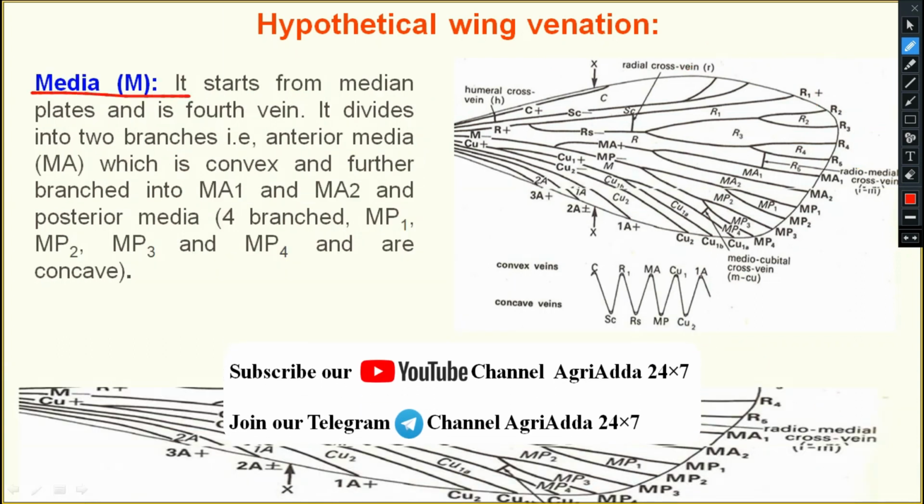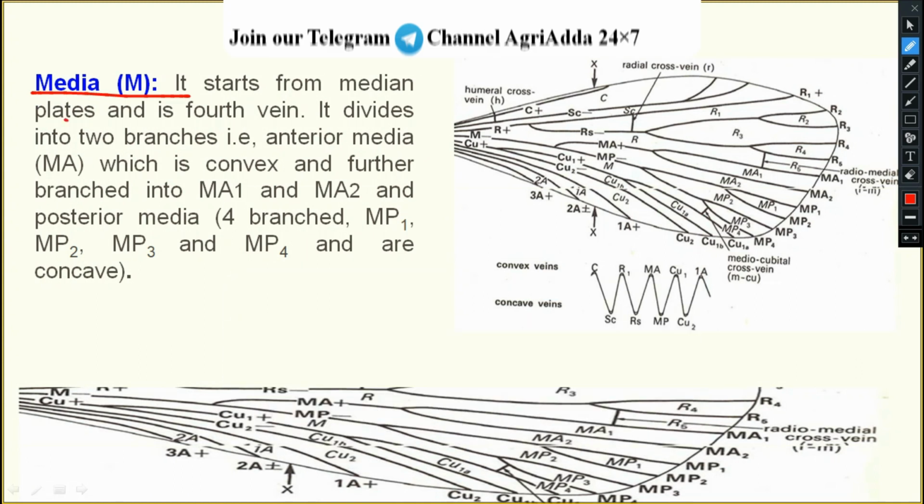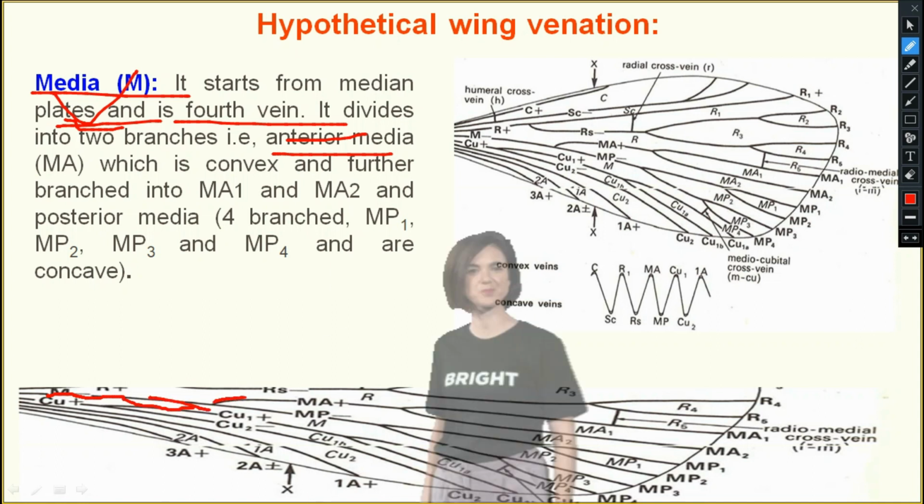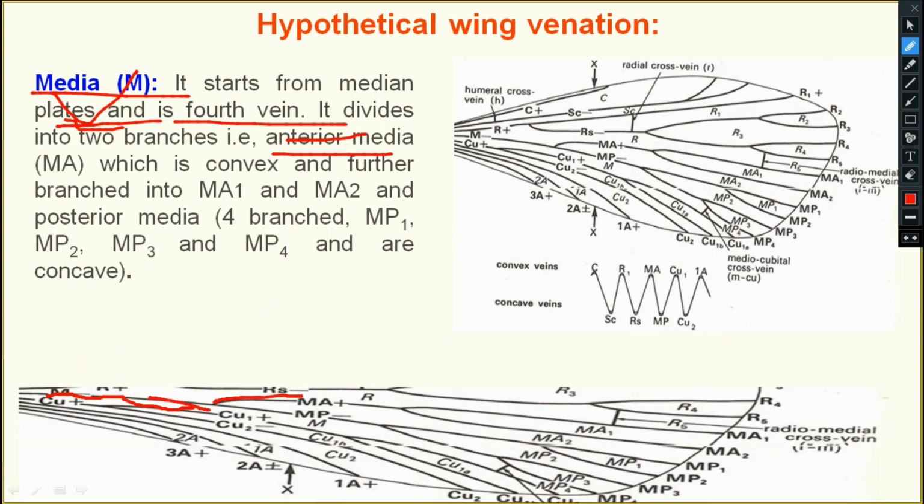Next you see media. It starts from the median plate, not that much important, still you can remember, and it is the fourth vein. It divides into two branches, anterior media and posterior media. This one is the M. It is concave at the beginning. Then it is divided into MA and MP. MA will be convex, MP will be concave.